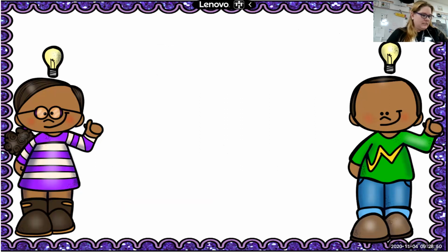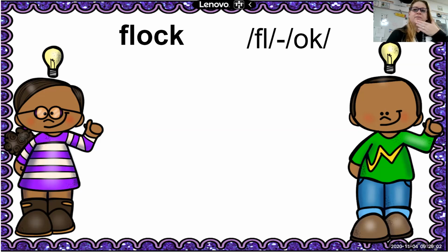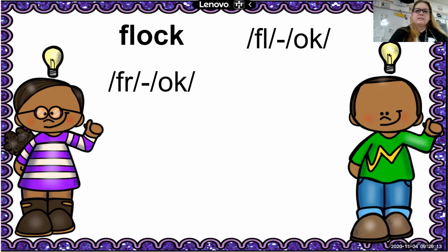Okay, next sentence is look up at the flock of birds flying. Flock. Good, okay. So if we break that apart, the onset is fl, and the rhyming part is ock, lock. Lock is the word on the curve. But I want to take away the l sound and I want to say fr, ock. What's the new word on the curve, guys? It's going to be frock.